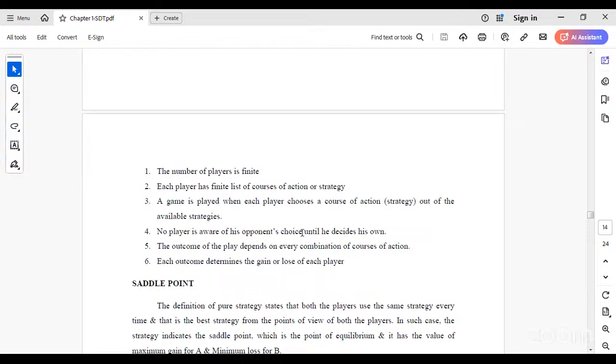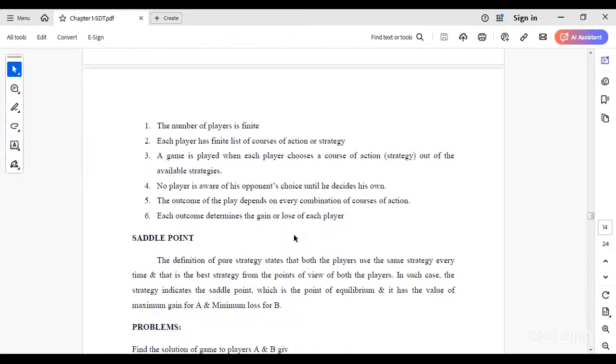A game is played when each player chooses a course of action, a strategy, out of the available strategies. No player is aware of his opponent's choice until he decides his own. Okay. The outcome of the play depends on every combination of courses of action. Each outcome determines the gain or loss of each player.